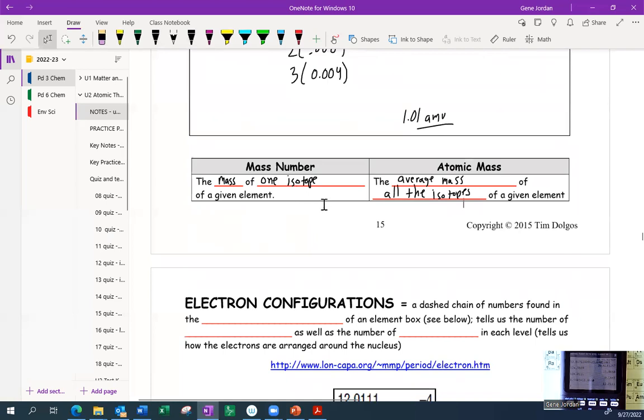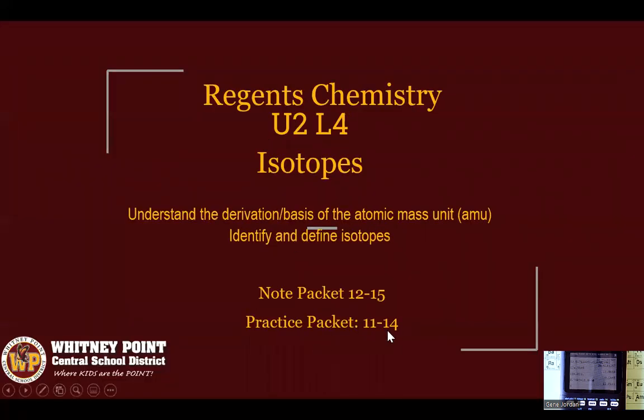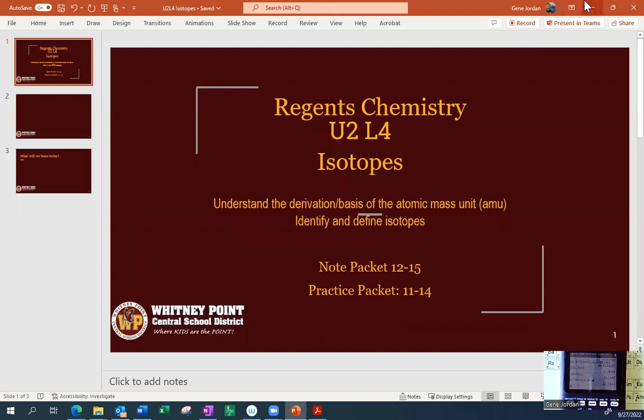All right, and that concludes our notes for today. I think you probably remember what your homework is, but just to go over it. We finished 12 through 15 in the note packet. Your homework is 11 through 14 in the practice packet. Pretty much, I think the same, so I won't go over the practice packet here, but in the class.